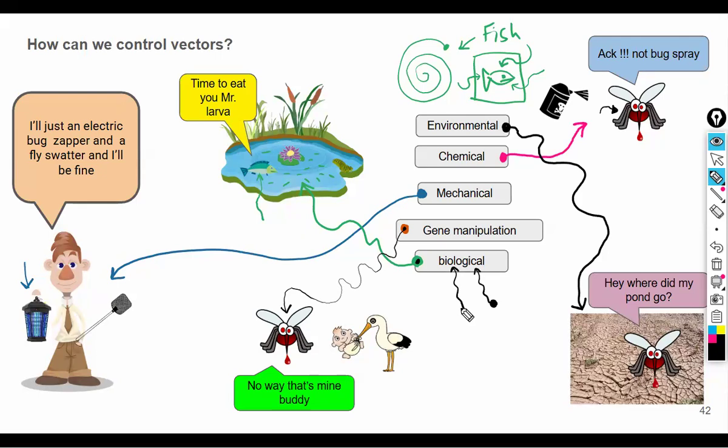This is a pretty popular example in the exam. They like to ask, how can you control vectors? And they might ask you to state 3 out of the 5 methods, and then they might ask you to describe a couple of them. All right, so pretty straightforward.